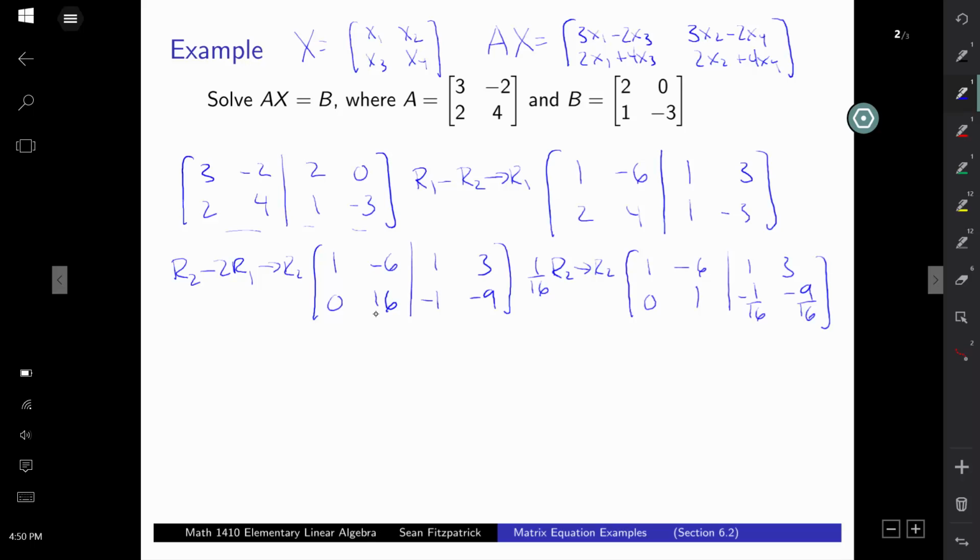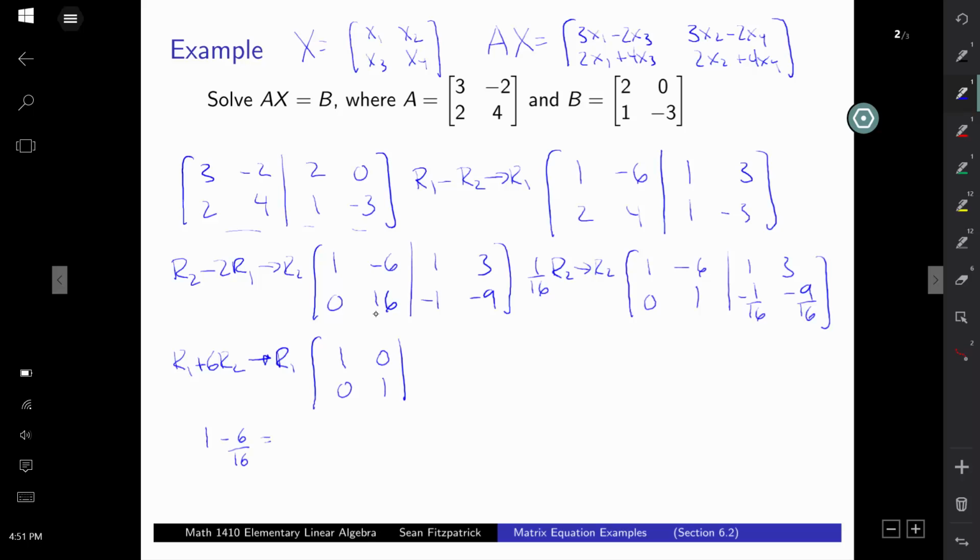And one last row operation to get this into reduced row echelon form. I've got to do row 1 plus 6 row 2. And that's going to be my new row 1. So I get my identity matrix here on the left, which is what I want if I'm looking for a unique solution. That's exactly what I'm looking for. And what do I get over here? Here I got to do a little bit of fraction arithmetic, right? So 1 plus 6 times minus, so I got 1 minus 6 over 16.